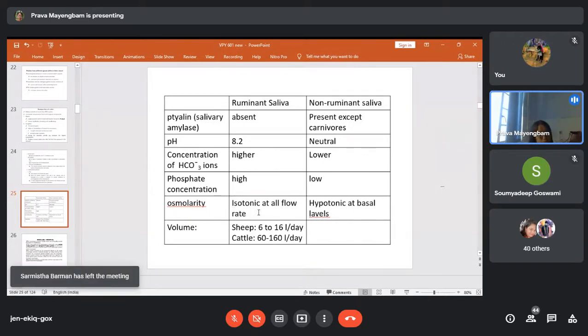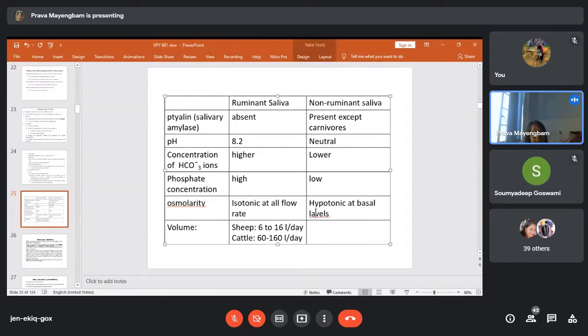At all flow rates, whether the food is present in the mouth or not, the osmolarity of ruminant saliva is isotonic. That means it has a similar osmolarity to the blood, while in case of non-ruminant saliva, it is hypotonic at basal levels.